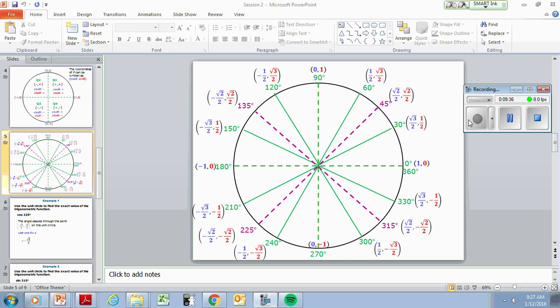Let's do cosine first. Cosines are the first numbers. Cosine goes this direction or that direction. Notice here, this 3 over 2 is just like this 3 over 2. He happens to be in the positive section. He happens to be in the negative section.